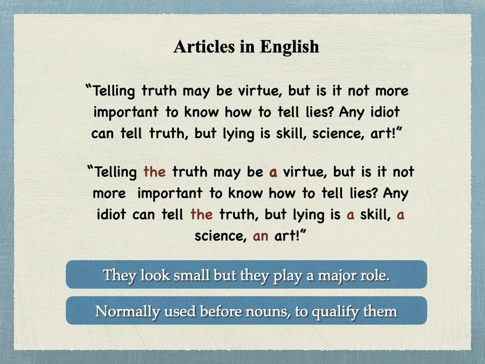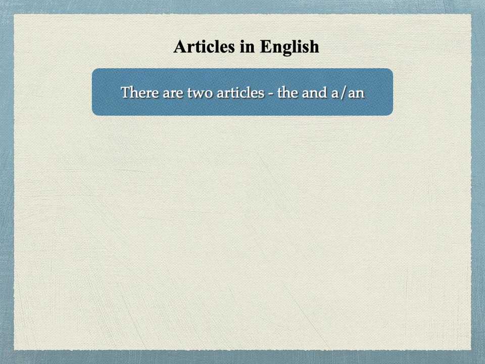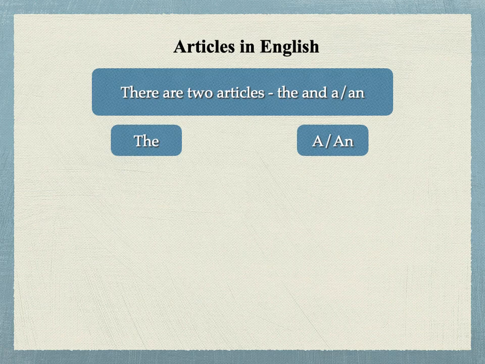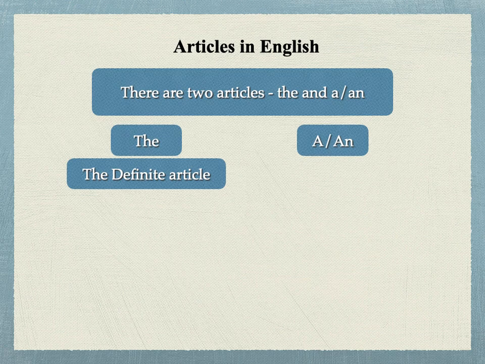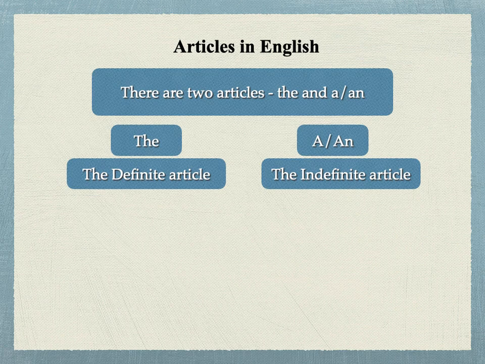They are normally used before nouns and they qualify the nouns just like adjectives. Now let's have a look at the different articles in English. We have two articles, the, then comes a and an. The is considered as the definite article, while a or an, they are considered as indefinite articles.